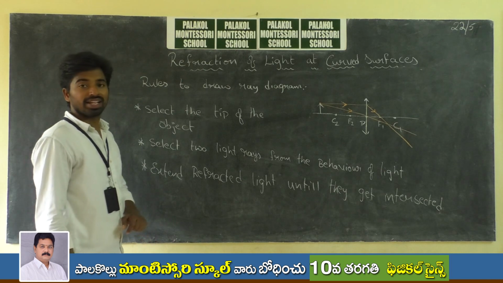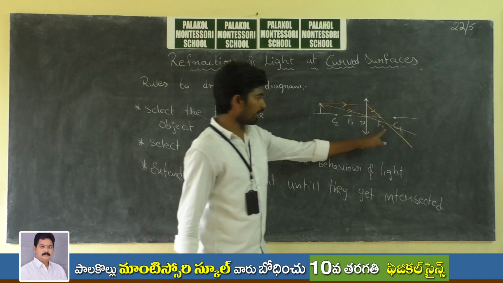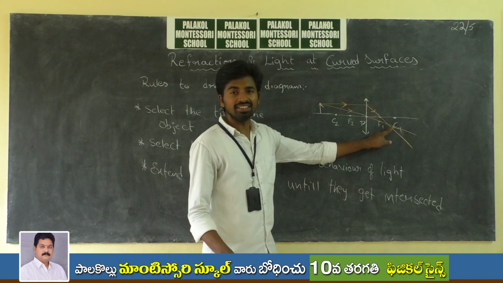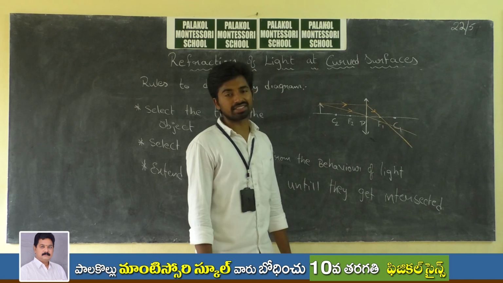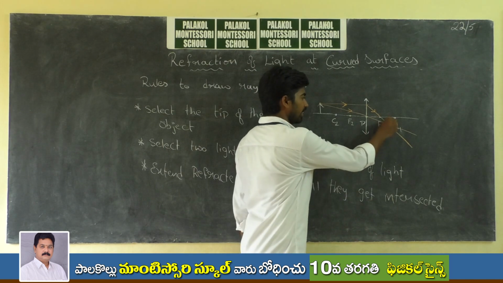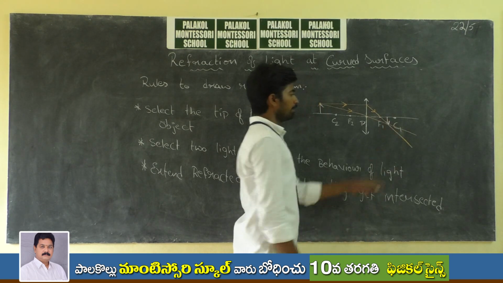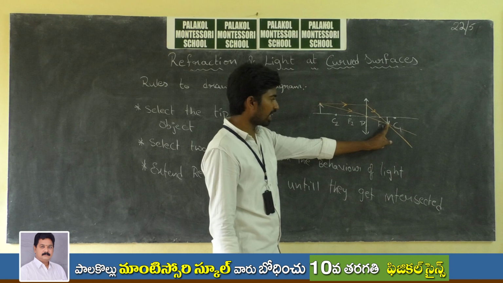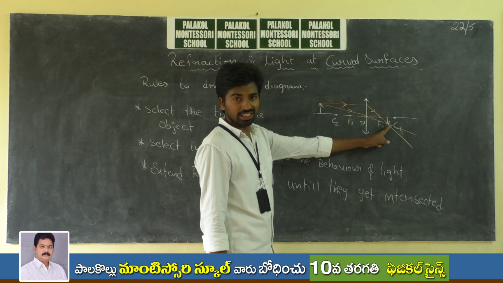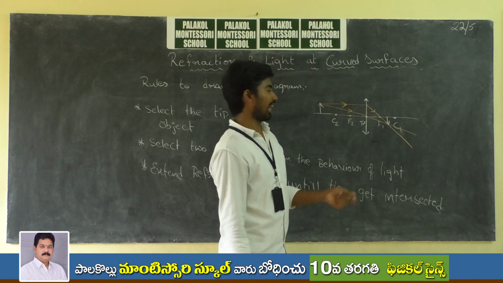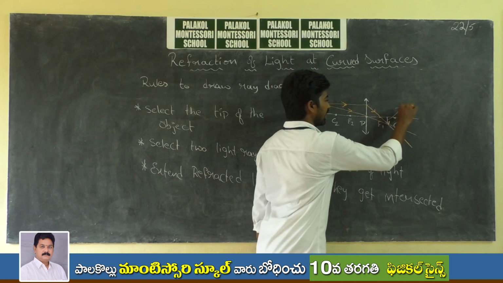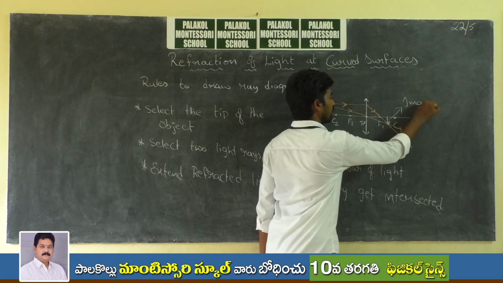So now, from that intersection point, draw a line normal to the principal axis. From this intersection point, I have drawn a line normal to the principal axis, and this line indicates the image of the object.